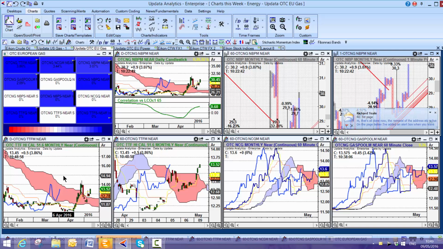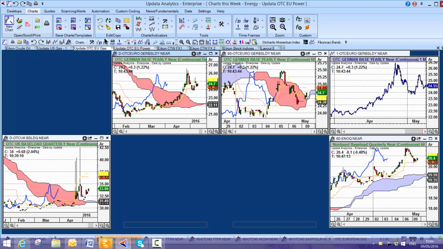TTF, much the same. We're not quite through on the cloud yet, so that's quite key. If we look at that, we see here that we have just come across, and then on the NCG and Gaspool, much the same picture. So European gas market is looking quite strong at the moment.